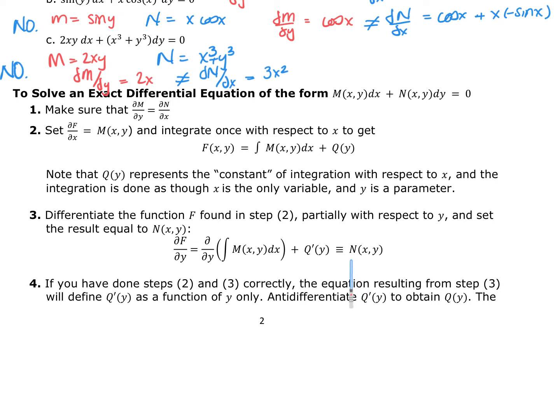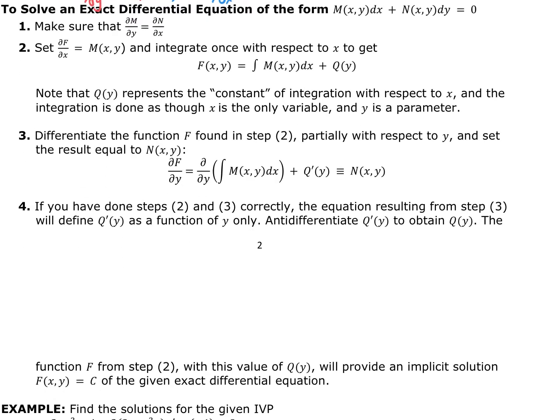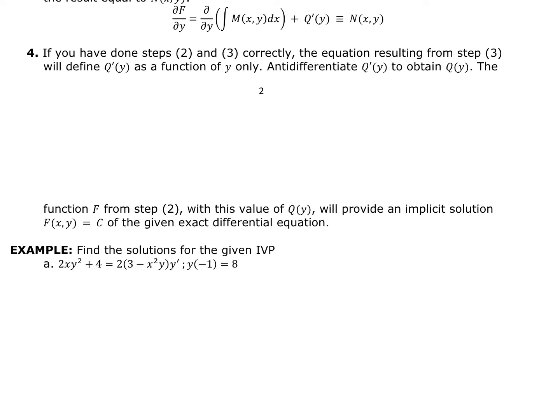Now we differentiate the function that we found in the previous step with respect to y, and we set it equal to N. We know that this derivative must be equal to N of x, y. And if you've done your steps 1, 2, and 3 correctly, the equation resulting from step 3 will define what q of y is as a function of y only. We're going to find the antiderivative of q prime of y to find q of y. And the function from step 2 with this value of q of y will provide us the implicit solution. And then we can find the exact differential equation.